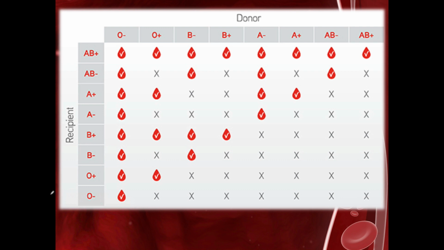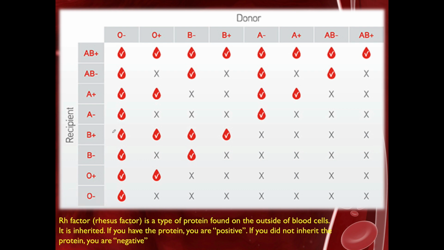One last thing I'd like to discuss with you were those pluses and minuses that you saw from an earlier slide. Now, those pluses and minuses are also going to play into the ability to donate blood to another blood type. What are the pluses and minuses? Well, those are called your Rh factor. It's called a rhesus factor. This is another one of those antigens that sits on a cell's surface. This one happens to be a type of protein found on the outside of that red blood cell.